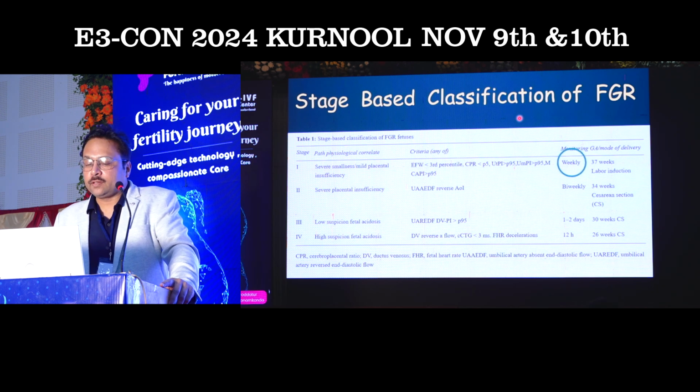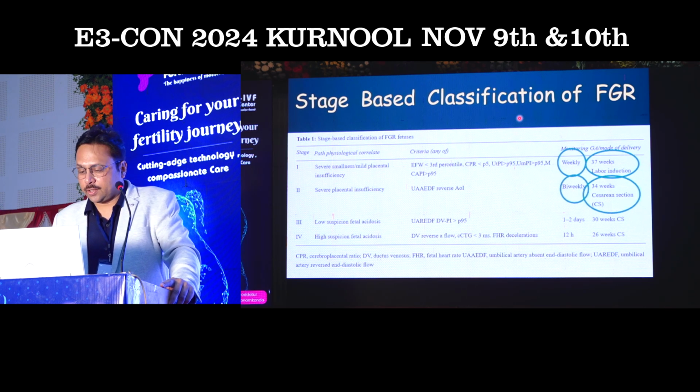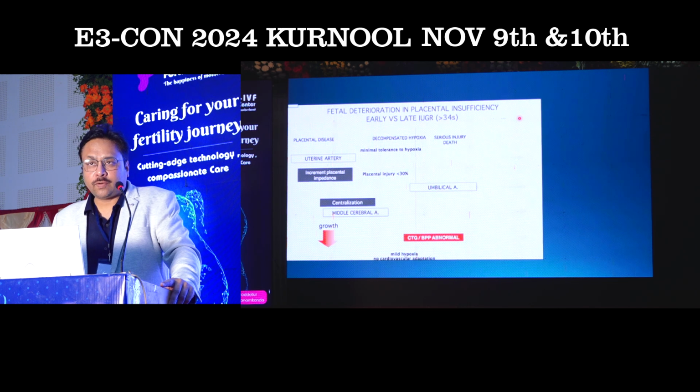In stage 1, weekly surveillance with labor induction at 37 weeks. Remember, it is induction of labor, not cesarean section. In stage 2, bi-weekly with cesarean section at 34 weeks. In stage 3, look every 1 day or alternate day, cesarean section at 30 weeks. And with high suspicion of acidosis, stage 4, you have to look 2 times a day, and cesarean section at 26 weeks. So, but what happens in late FGR?